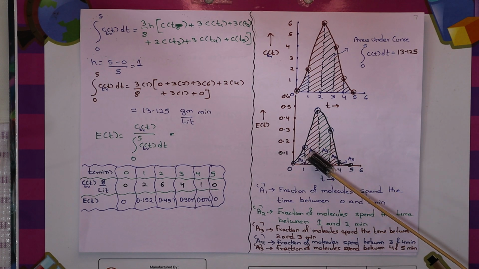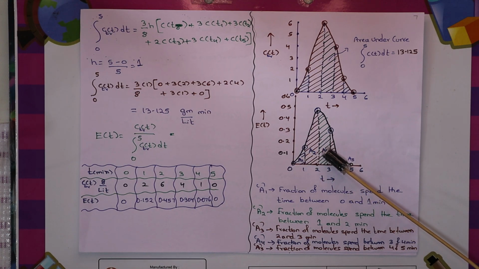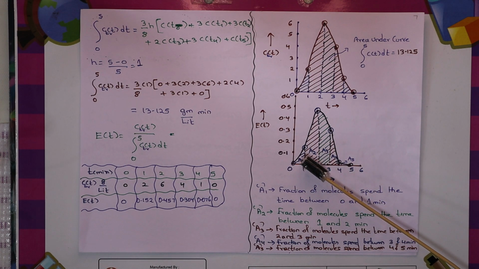If I divide the curve into a number of segments, the first segment is A1, the second is A2, then A3, A4 and A5. I divided this particular E of t graph into 5 segments for clarity. What information is it giving? What is the area under this particular curve?